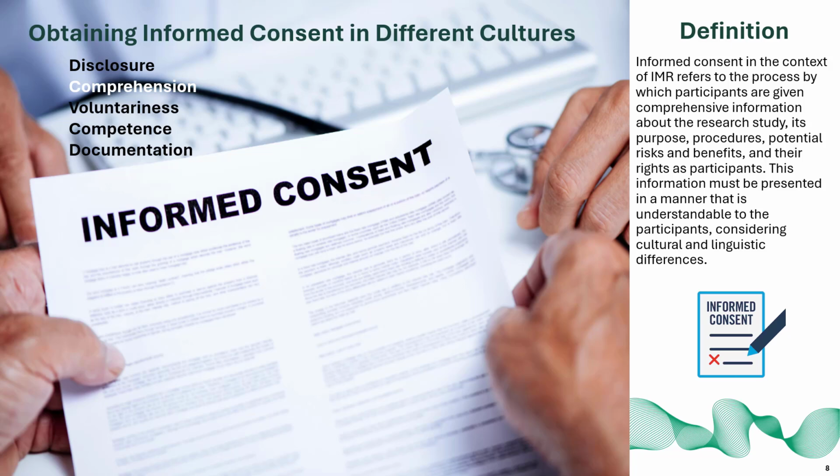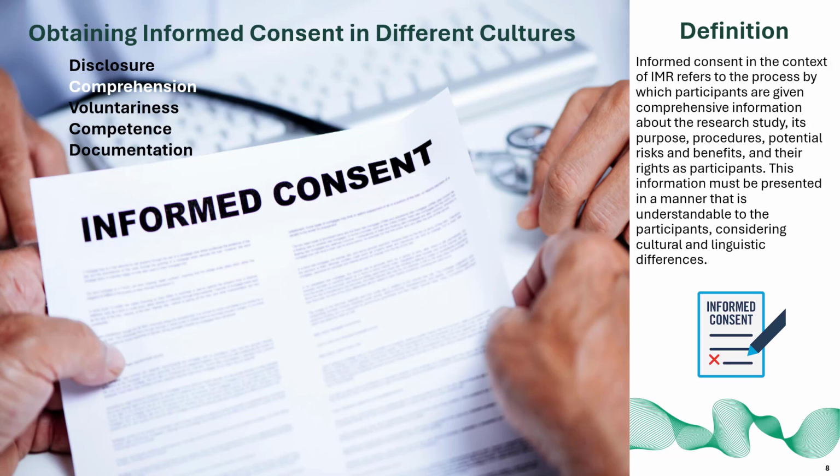Participants must be fully informed about the nature and purpose of the research, the procedures involved, the duration of the study, and what will be expected of them. They should also be made aware of any potential risks or benefits. In terms of comprehension, the information must be presented in a way that is clear and understandable to the participants, considering cultural, educational, and language differences. Researchers should ensure that participants fully comprehend what they are consenting to.